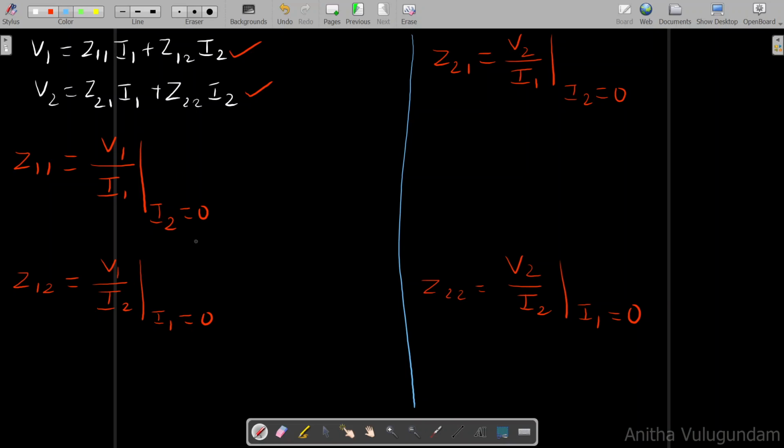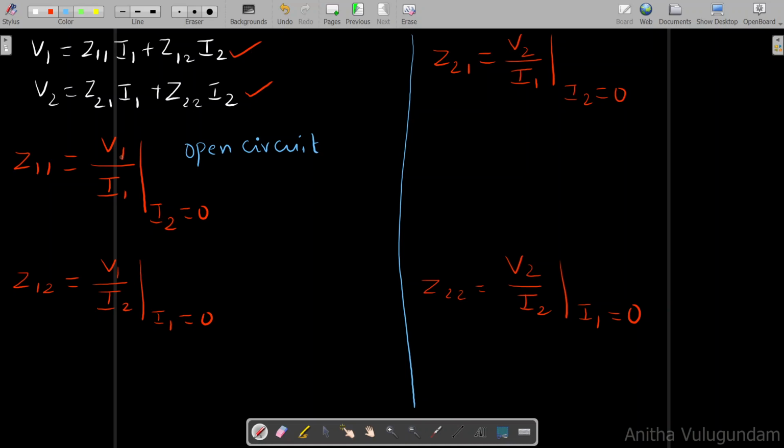Z11 is called, here you can see I2 equal to 0. So I can take it as open circuit, as the condition is here I2 equal to 0. When I equal to 0, we call it an open circuit. If V equal to 0, we call it a short circuit. And here I2 equal to 0, so I'll just call it open circuit.